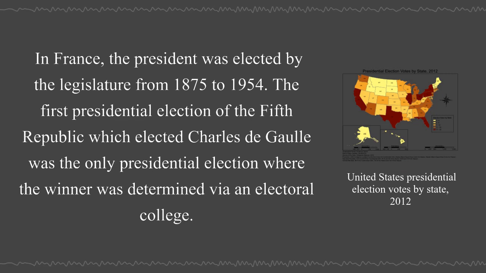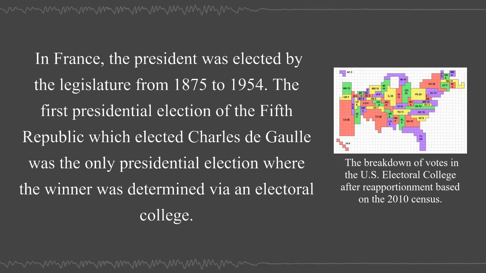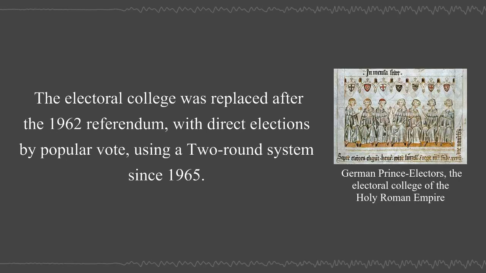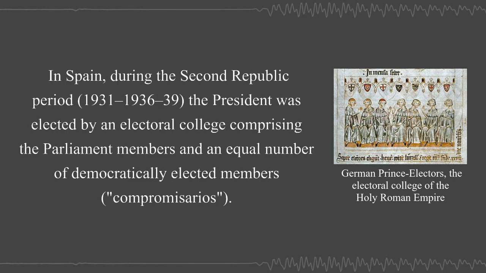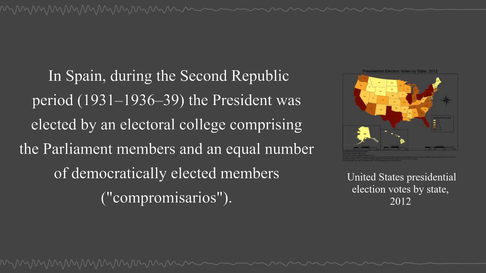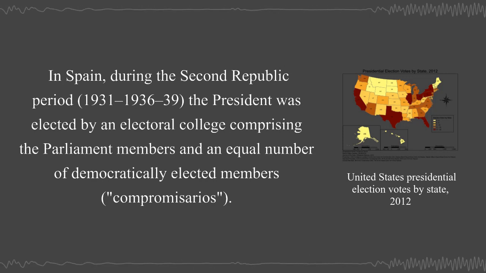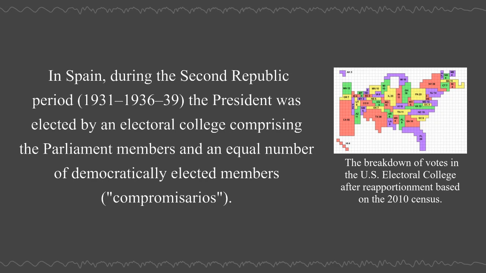The first presidential election of the Fifth Republic, which elected Charles de Gaulle, was the only presidential election where the winner was determined via an electoral college. The Electoral College was replaced after the 1962 referendum with direct elections by popular vote, using a two-round system since 1965. In Spain, during the Second Republic period, 1931, 1936-39, the president was elected by an electoral college comprising the parliament members and an equal number of democratically elected members, compromisarios.